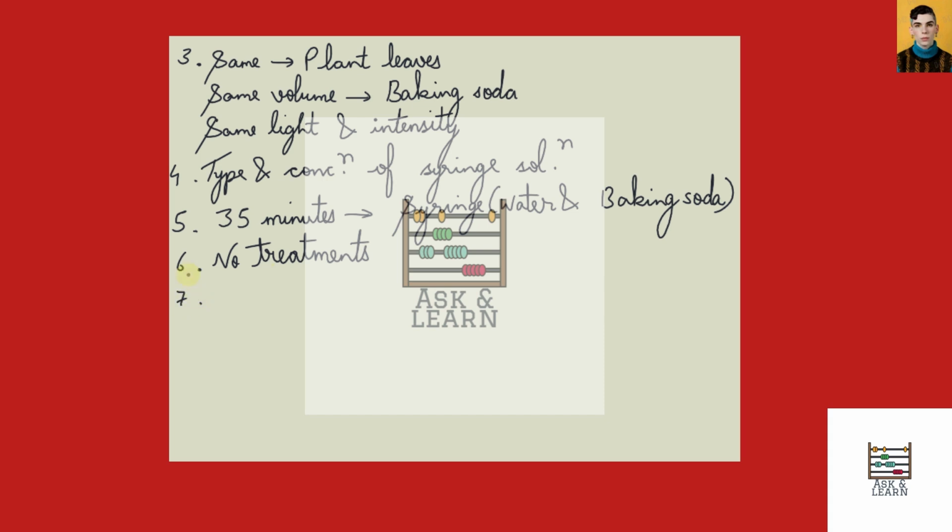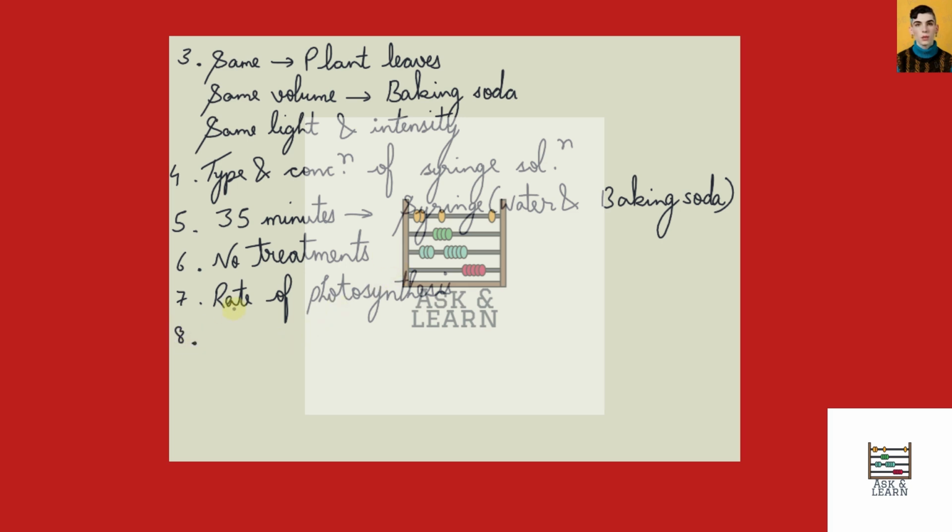Seventh part, floating discs correspond to the rate of photosynthesis because they indicate that the leaf discs are producing oxygen, which causes them to float to the surface.